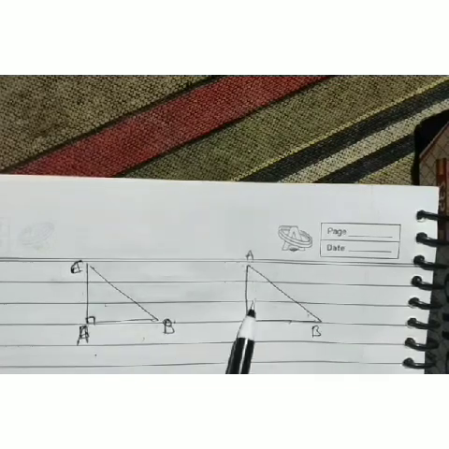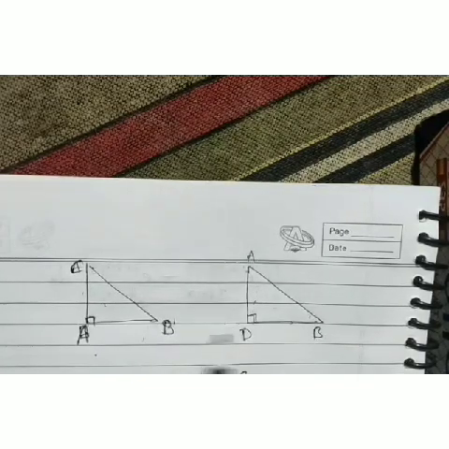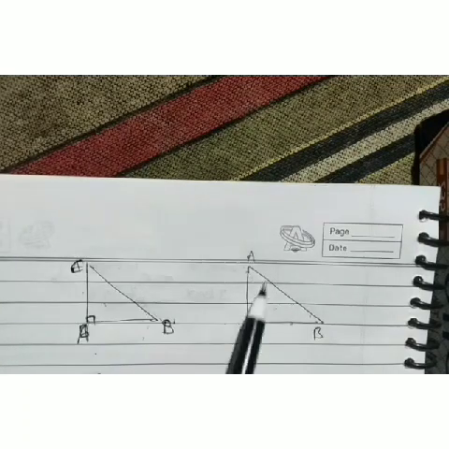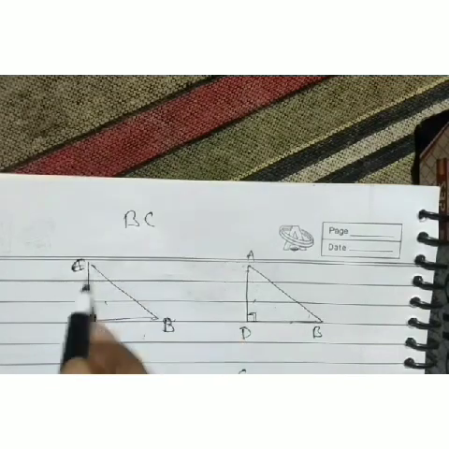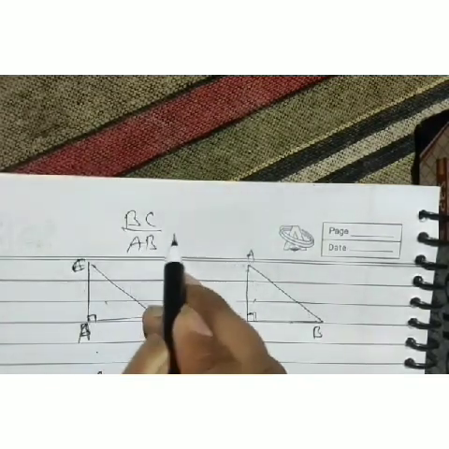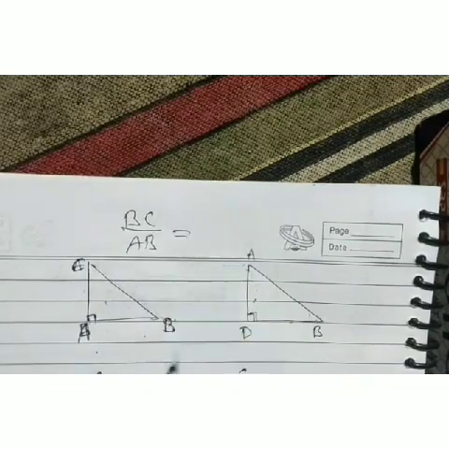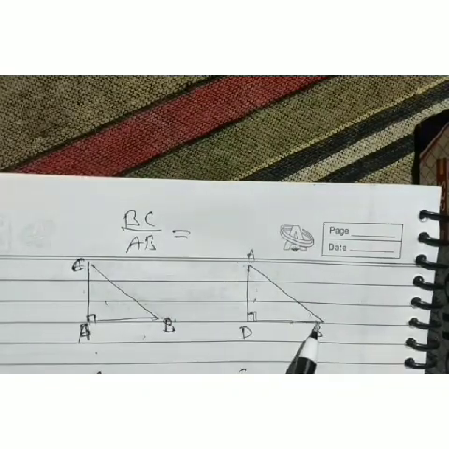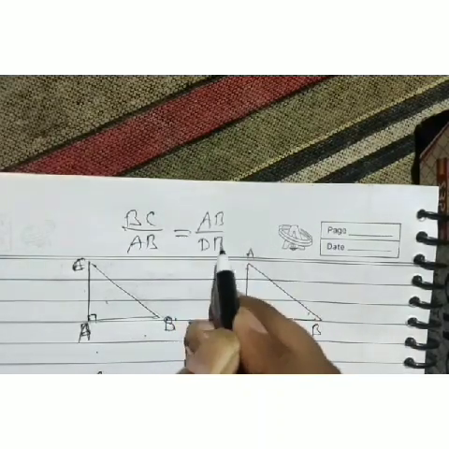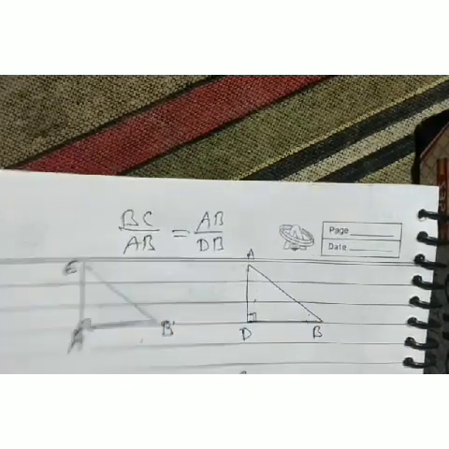These triangles are similar by angle criteria, because angle B is common there. Then their sides are in the same proportion. What we take? Then we take BC is to AB. Take the hypotenuse, BC is to AB. Then we take AB is to DB.